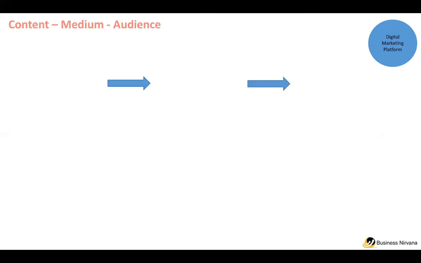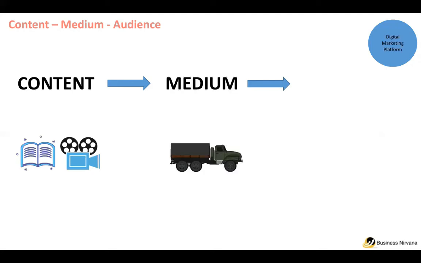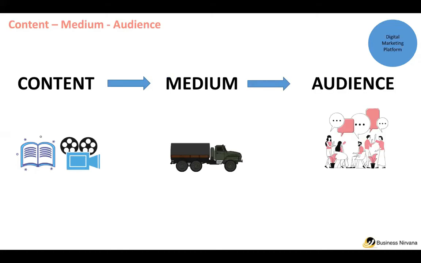I want to try and simplify digital marketing for you. I want you to think of just 3 things: content, medium, audience. You need content. You're going to take that content and put it on a medium that is appropriate to your audience. Content, medium, audience. If there is something you take away today, I'm hoping there's more than one, but if there is one, then let it be this slide.